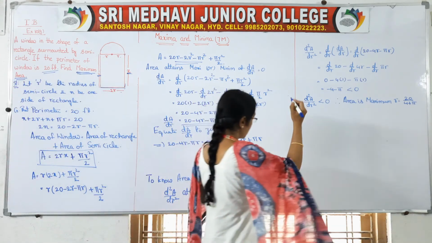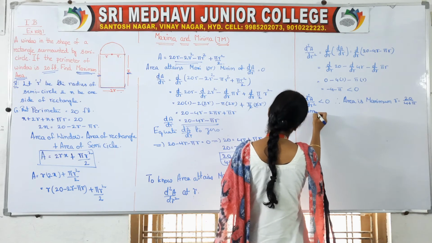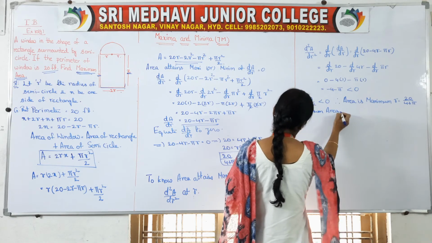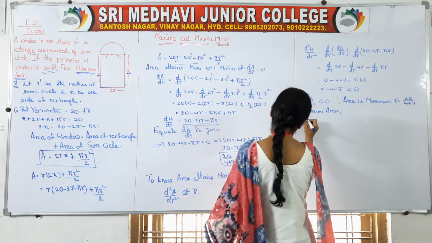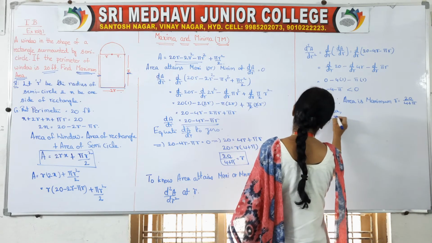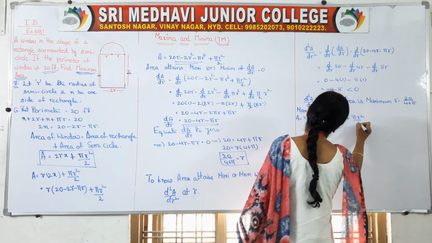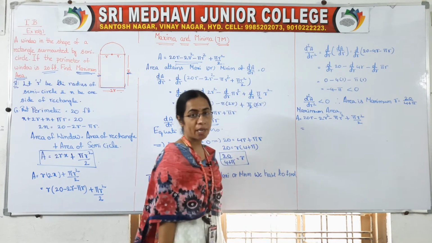So take the maximum area A is equal to 20r minus 2r square minus pi r square plus pi r square by 2. So r is 20 by 4 plus pi.